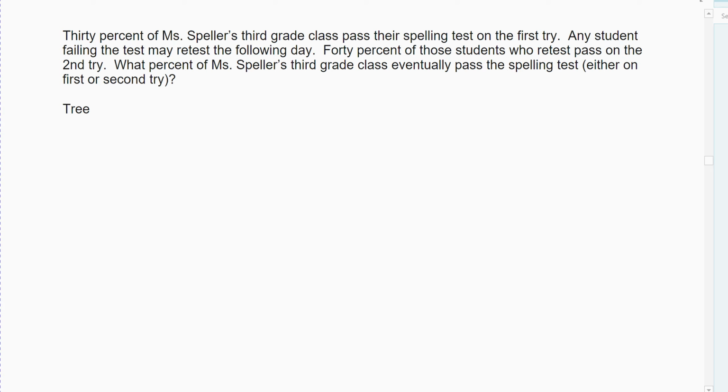Alright, so we've got 30% of Miss Speller's third grade class passed their spelling test on the first try. Any student failing the test may retake. 40% of those students who retest pass on the second try.